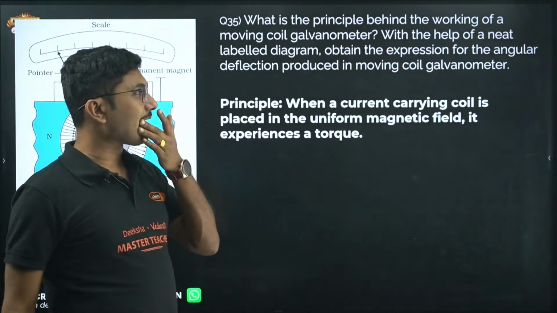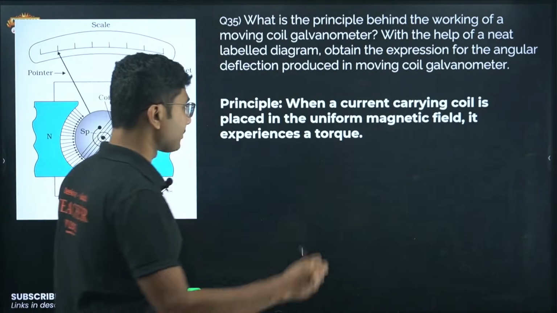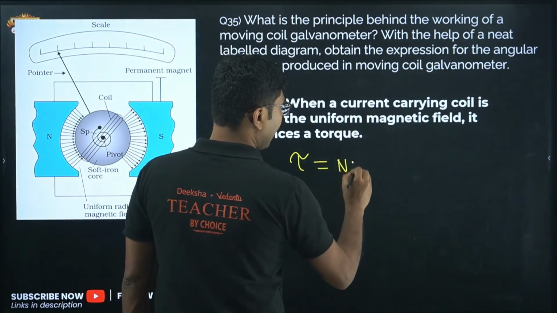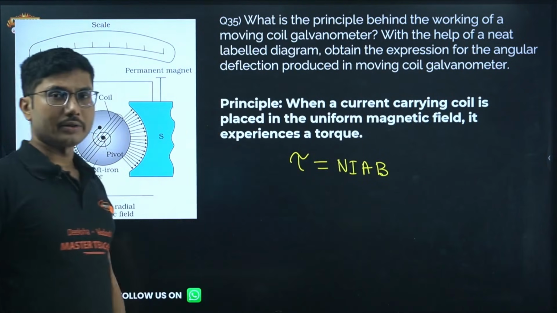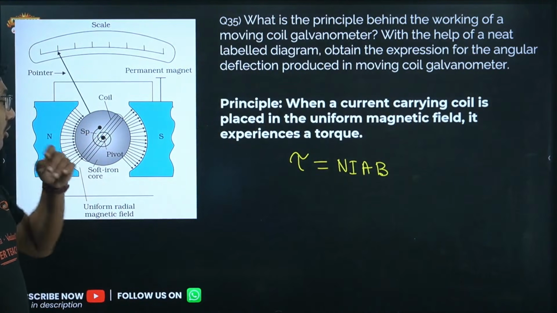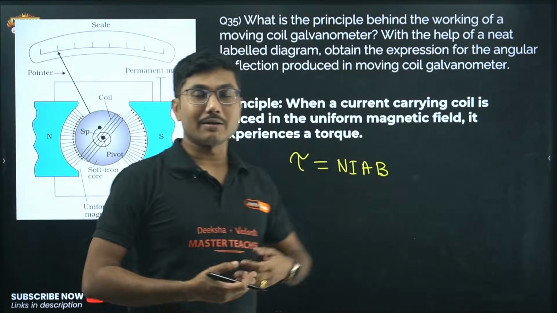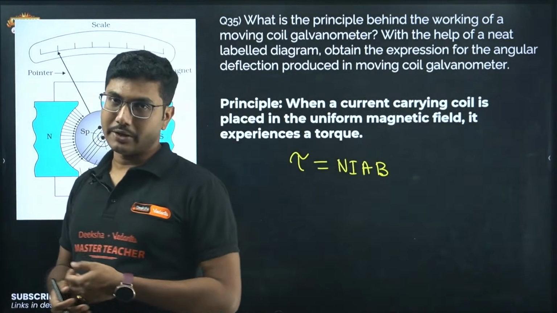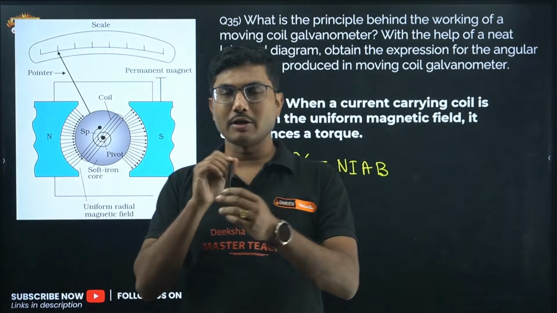Principle: when a current carrying coil is placed in a uniform magnetic field, it experiences a torque. What is the expression of the torque? Expression for the torque we have already calculated. NIAB is the expression for the torque which is acting on this coil. Now what is the role of a torque? What does a torque do? The torque always tries to rotate. Right? If you apply a torque on a static object, then it will try to rotate the object.